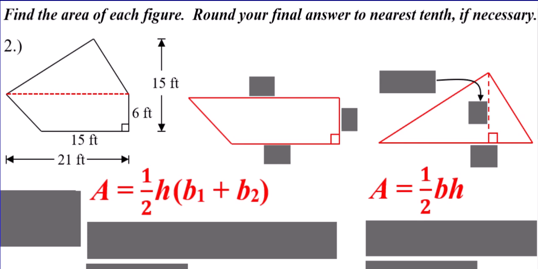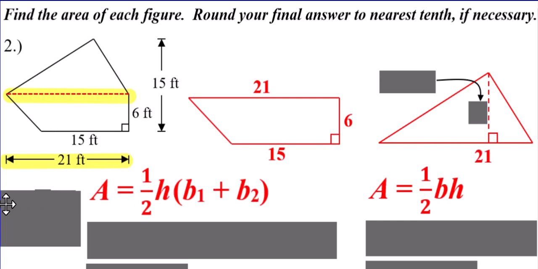Okay, problem number 2. Let's see if you figured this out. The height of the trapezoid was pretty much already there, 6 feet. The base 2 at the bottom was already there, 15 feet. Base 1 is the total length across, which they already gave me right there, creatively. So that is 21, and that's also going to be the base of your triangle, because that went the whole way across, which we already had that measurement right here.